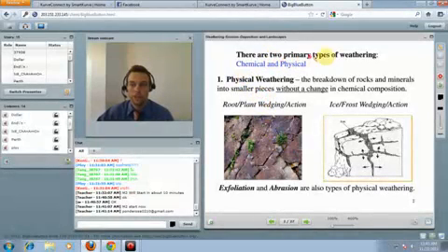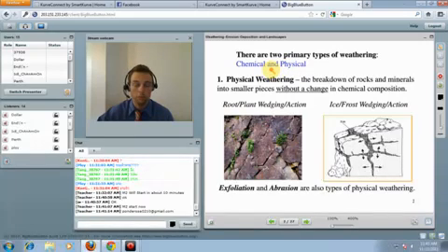So two primary types of weathering. So this is the breaking down of the rocks. You have chemical and you have physical. And it's important to note that these two things happen at the same time most of the time. But they are separated by definition. So physical weathering is the breakdown of rocks and minerals into smaller pieces. And the way it's different from chemical is that their composition stays the same. So they're broken into smaller pieces without a change in chemical composition.